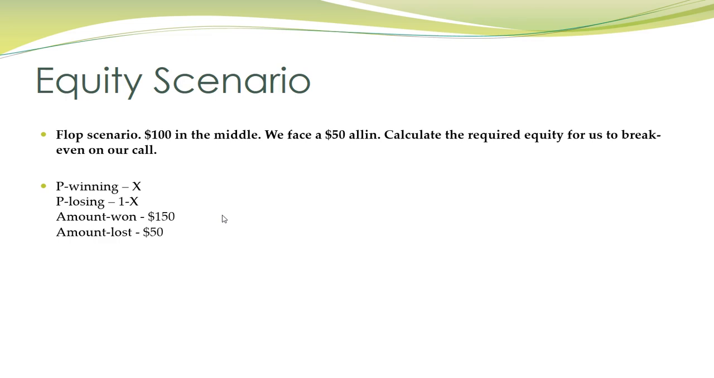Okay, hopefully you've done that already. Now you can check your answers. So here are our 4 terms. Probability of winning x, probability of losing 1 minus x, amount won 150, amount lost $50.